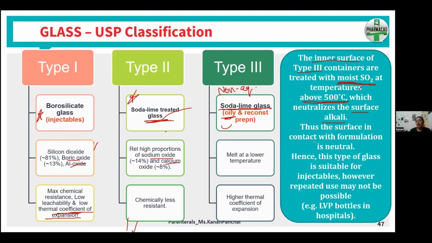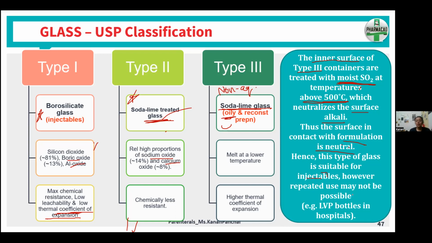Okay. Anyways. So soda lime is alkaline in nature. You want your glass to be neutral. So that alkaline-natured surface, you will treat with moist sulfur dioxide at a temperature more than 500 degrees Celsius. So it will get neutralized. Thus the surface in contact with the formulation now is neutral. Hence this type of glass is suitable for injectables.